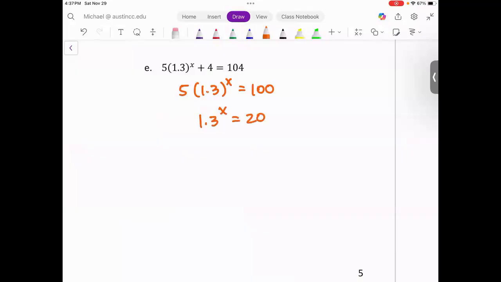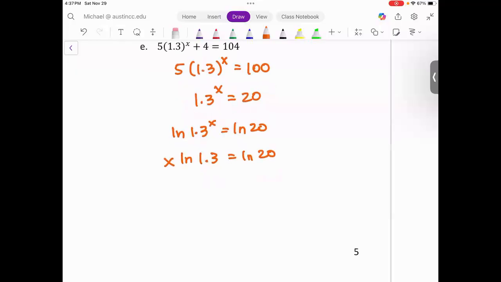And here again, we'll never get those two bases to be the same. So we'll take a natural log or log of each side. So natural log of 1.3 to the x equals natural log of 20. Use that power property, get that x out front. And then divide each side by natural log of 1.3. We'll just put this into our calculator and we get x is 11.411.